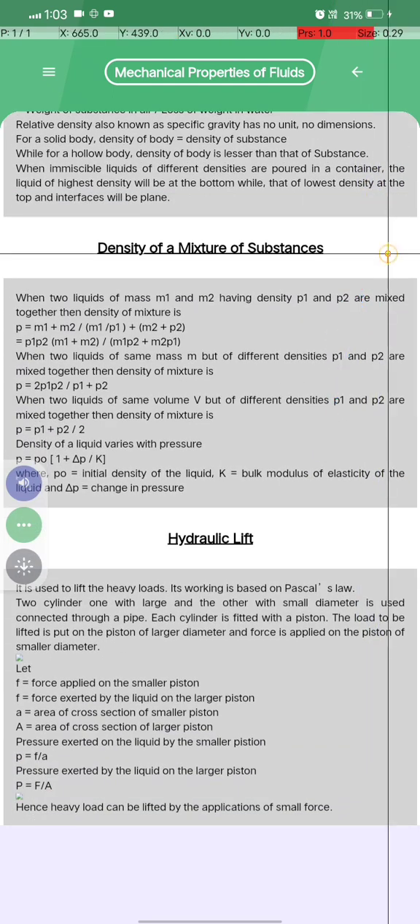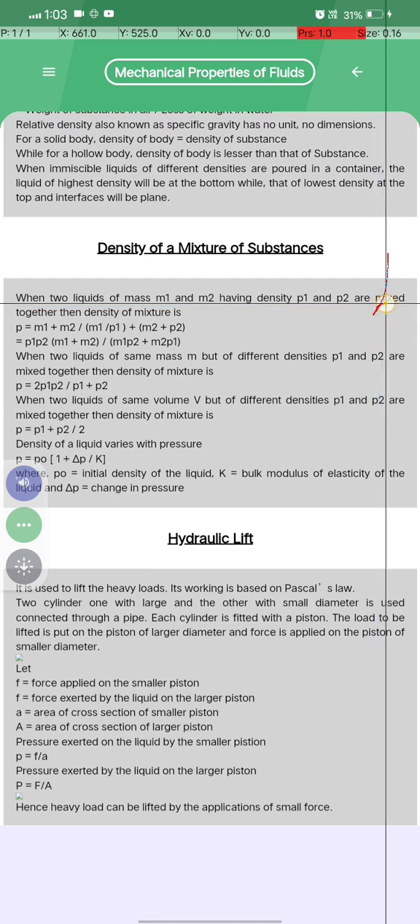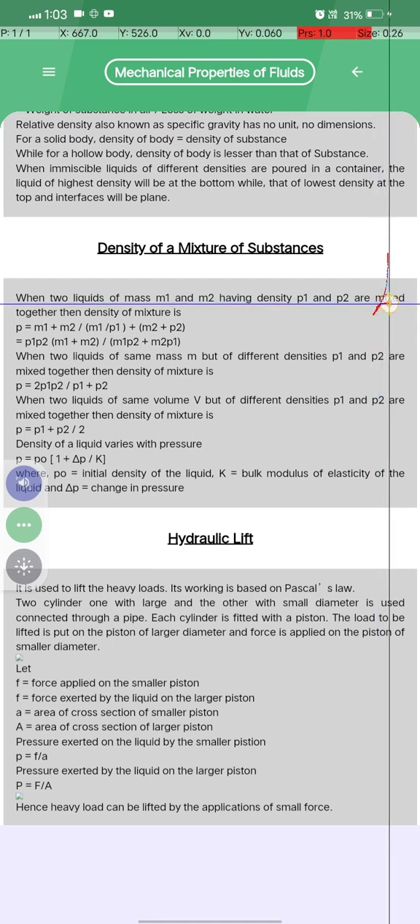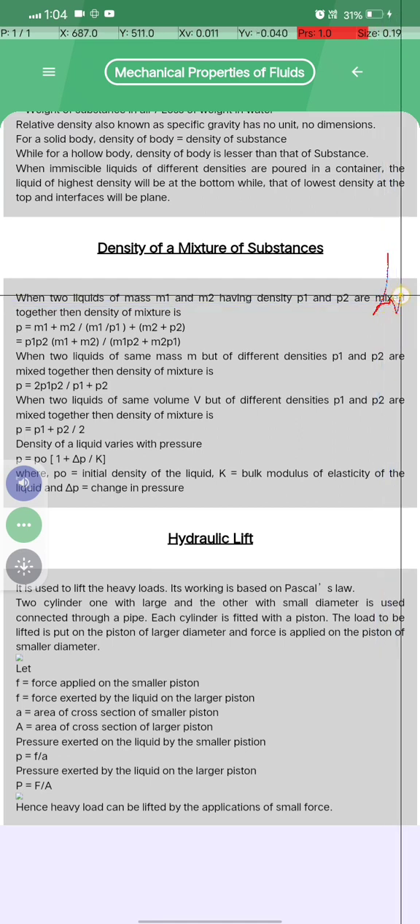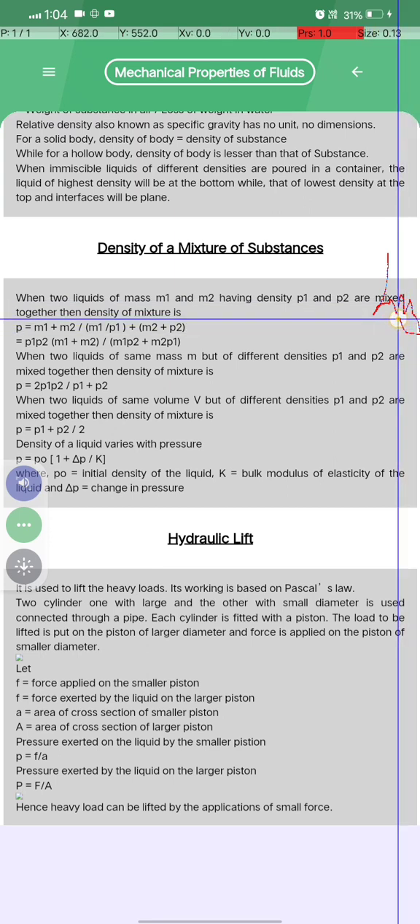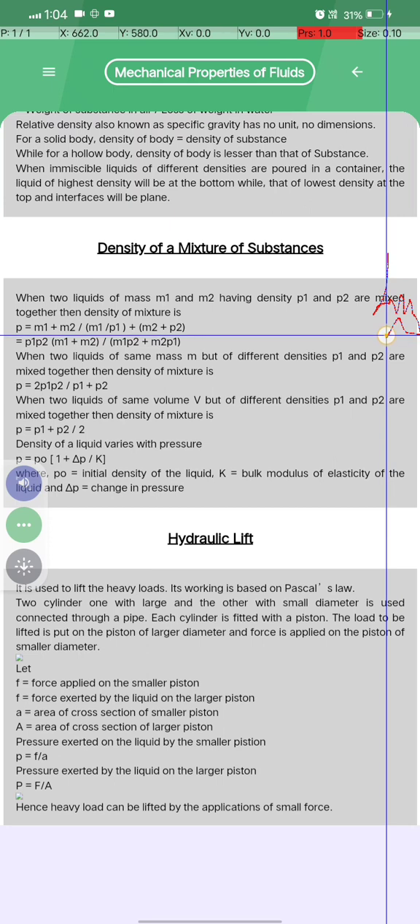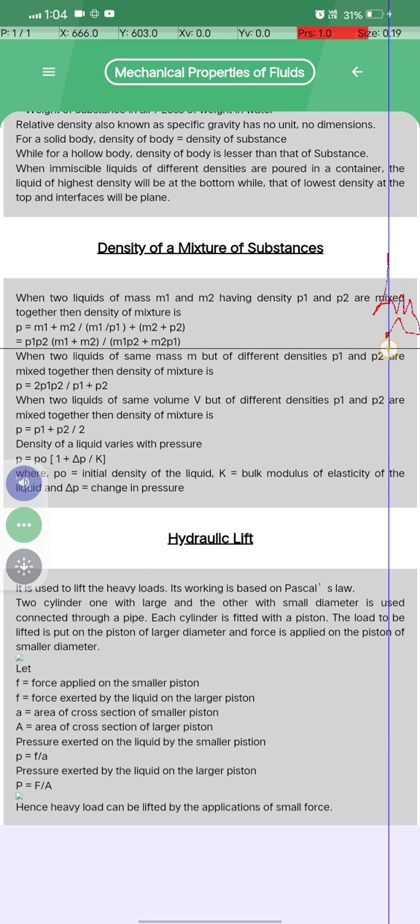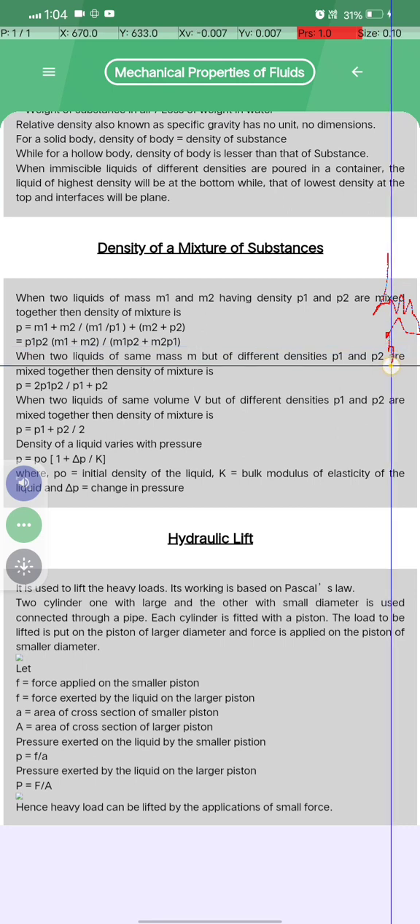Density of a mixture of substances: when two liquids of mass m1 and m2 having density p1 and p2 are mixed together, then density of mixture is p is equal to (m1 + m2) by (m1/p1 + m2/p2), ठीक है। यहाँ पे p is equal to p1 p2 (m1 + m2) by (m1 p2 + m2 p1).